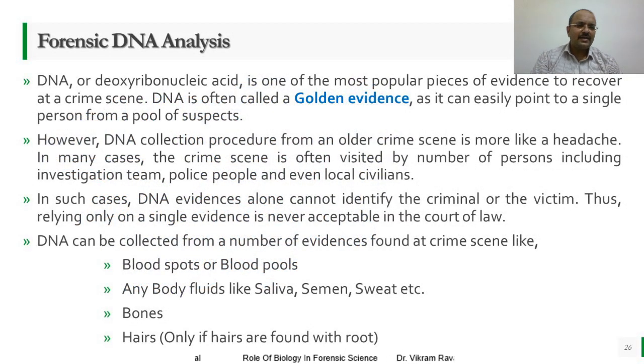So, forensic DNA analysis. I think the majority of the participants will know this. DNA is deoxyribonucleic acid. It is one of the most popular pieces of evidence to recover at a crime scene. It is often considered a golden evidence, as it can easily point to a single person or a pool of suspects. DNA can never lie. If a DNA analysis is done and a suspect is proven to have committed the particular crime, it is the utmost truth that one can get. That is the reason why DNA is considered a golden evidence.